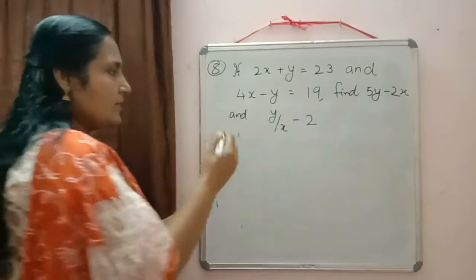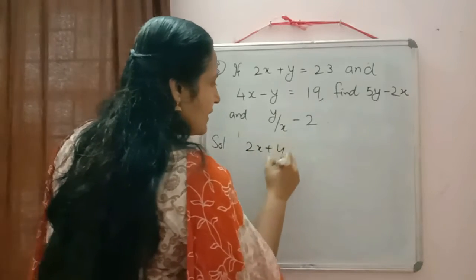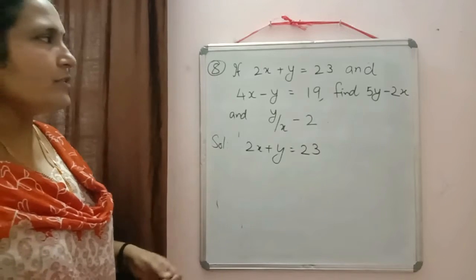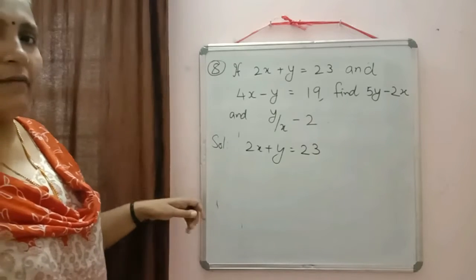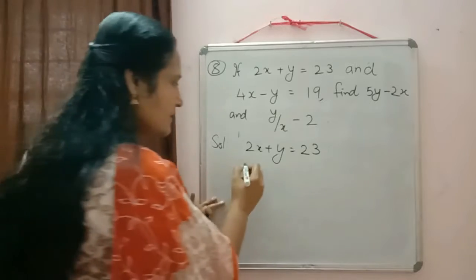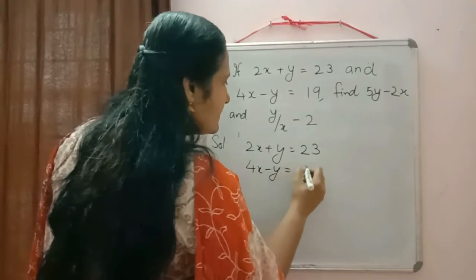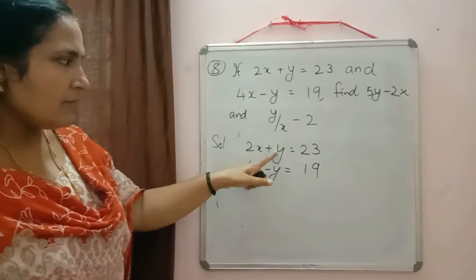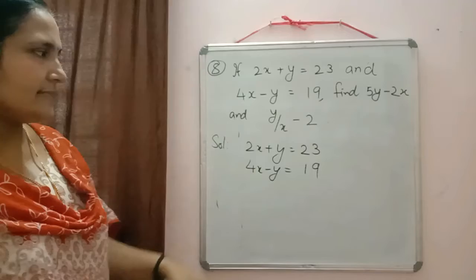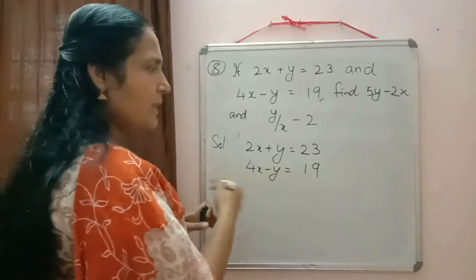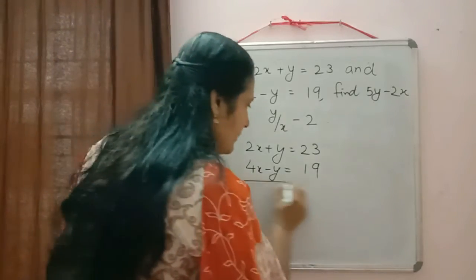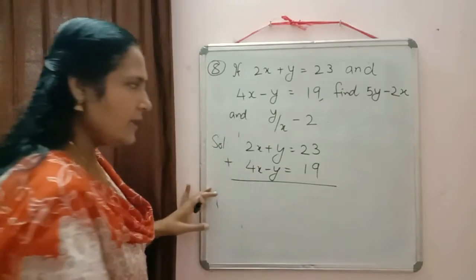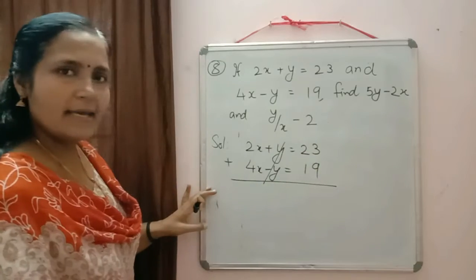Writing the equation 2x plus y is equal to 23. All of you write down with me and solve with me only, otherwise a lot of time will get wasted. Second equation is 4x minus y is equal to 19. You can check here, the coefficients of y are the same, only the sign is changed. So we don't have to multiply by any number. Directly we can do the addition, so y and minus y will get cancelled.